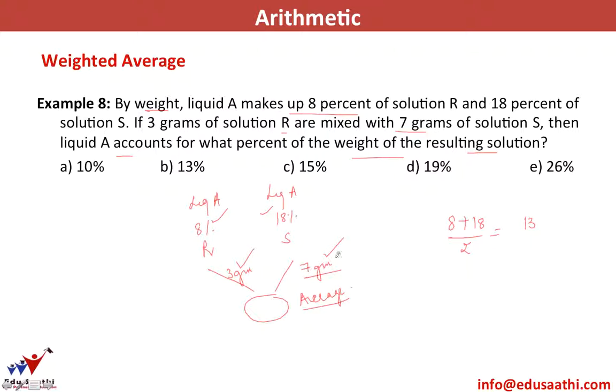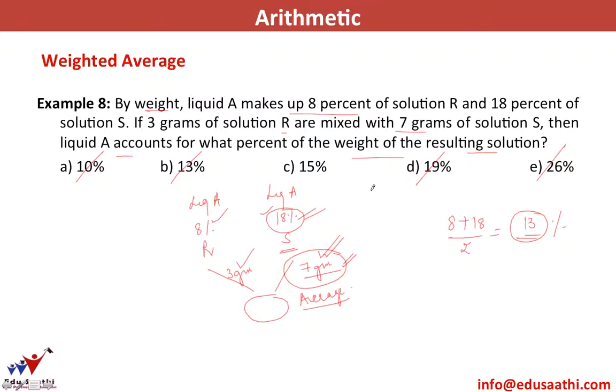Now the contribution of S, 7 grams at 18%, is more. So my answer would be greater than 13% because this 18% is contributing more. My answer will move from a simple average of 13 to something on a higher side. This cannot be my answer, 13. Anything less than 13 cannot be my answer. It has to be more than 13. And 26 cannot be my answer and 19 cannot be my answer.